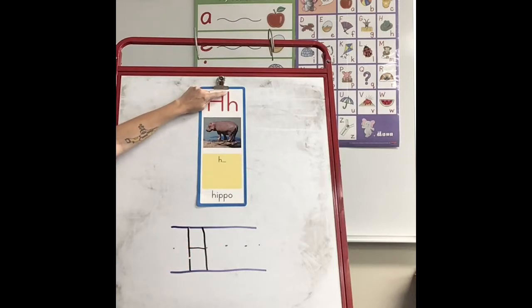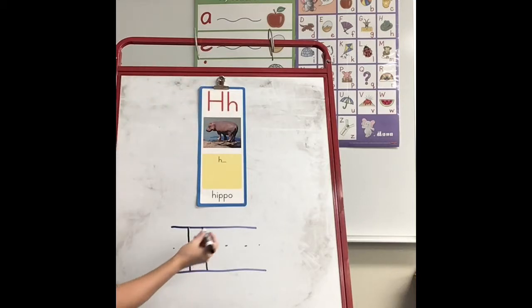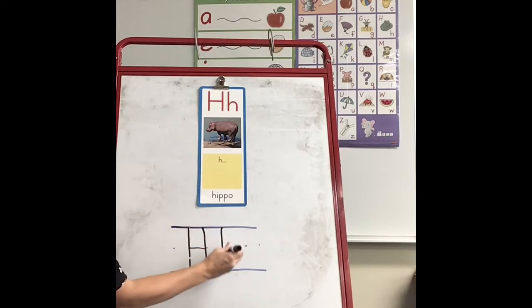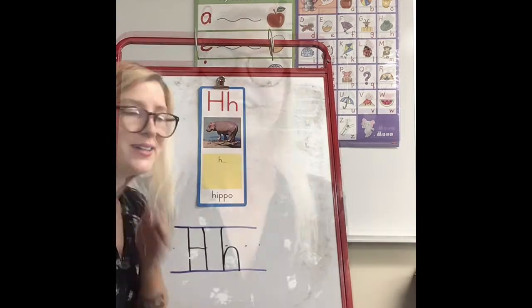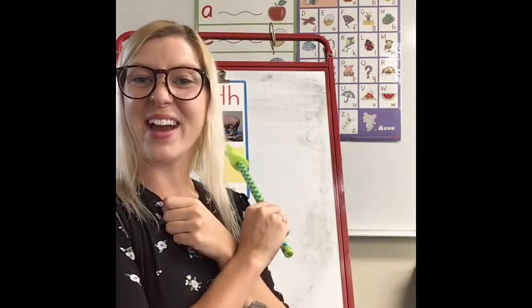Now let's make our tall lowercase h. It starts at the top and goes down and then a little hill. Let's make our lowercase h. We start at the top and we go all the way down. And then we make a little hill. Uppercase H and lowercase h are both tall. Let's try reading some words that start with the sound that the letter H makes.